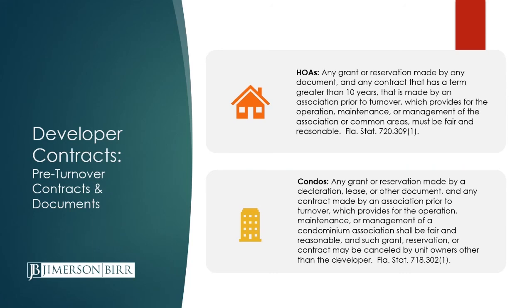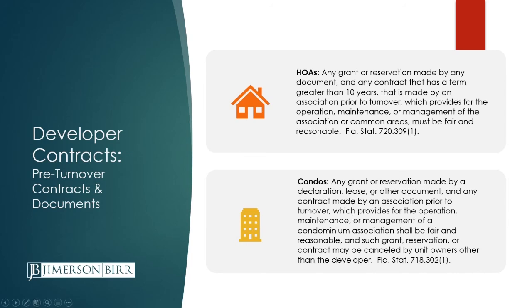And so they've got some provisions that help the association to ensure that the contracts that they inherit when they take over the association or the condominium are fair and reasonable. So any grant or reservation made by any document or in any contract that has a term that's greater than 10 years prior to turnover has to be fair and reasonable. And so if you have any of these really long-term contracts, there's got to be a fair and reasonable standard attached to that. If the contracts are not fair or reasonable, then they can be voided by the association.